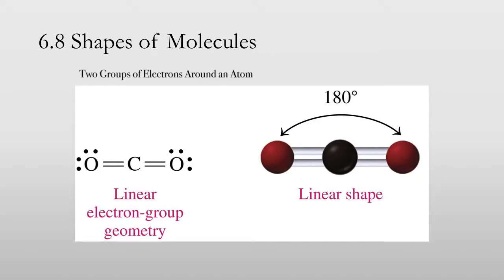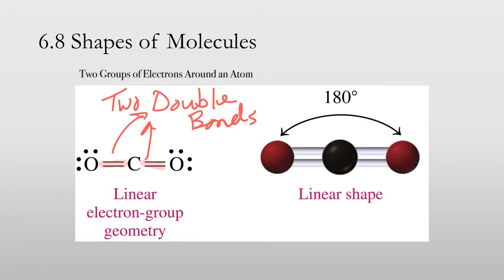So firstly, we have two groups of electrons around an atom, a centralized atom, and an example would be carbon dioxide. Now, if we look closely at carbon dioxide, we have a double bond here and a double bond there. So there's two double bonds. The carbon atom, therefore, has a total of 4 bonds, which is what you should expect it to have.